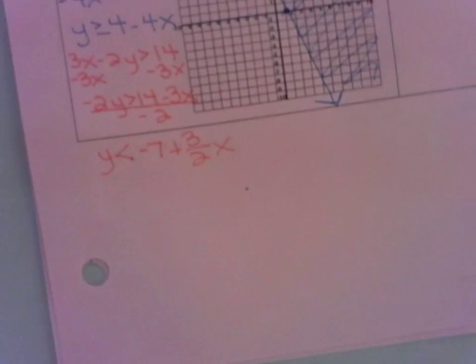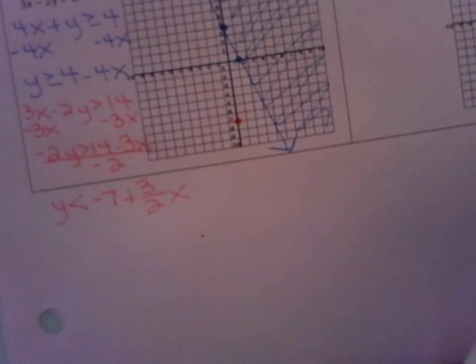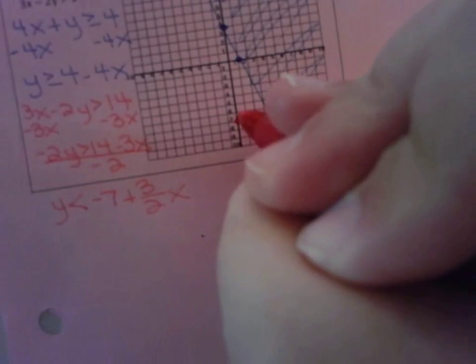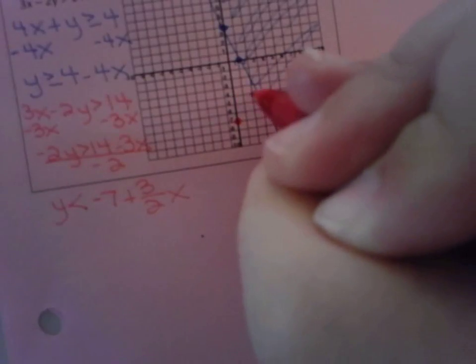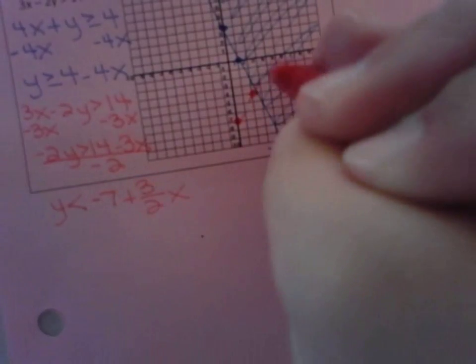Y-intercept? -7. So go down 7. Put a point. Slope? Up 3, right 2. Is it dashed? Yes. Y is just less than. There's a little line underneath, so it's a dashed line.